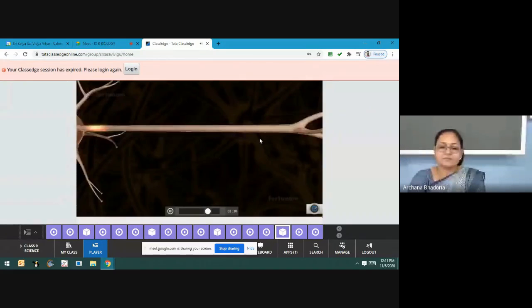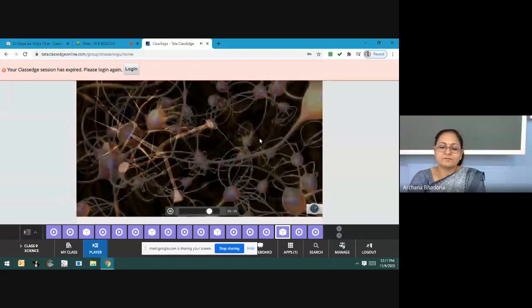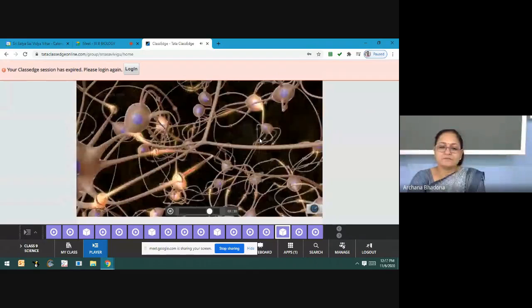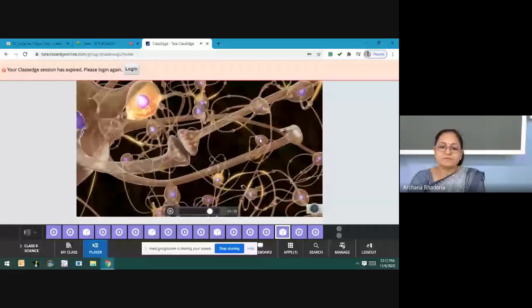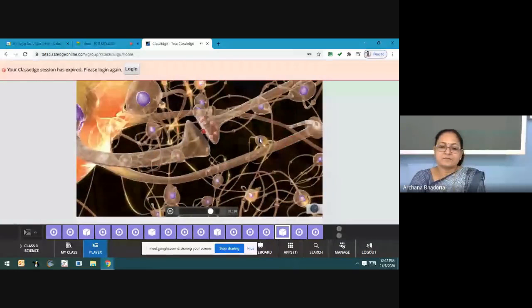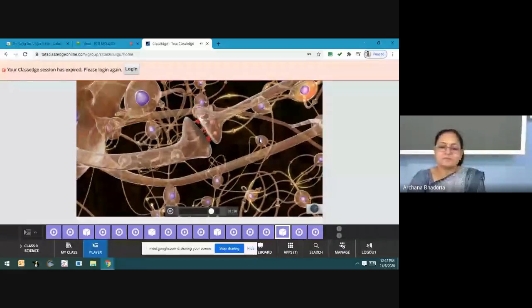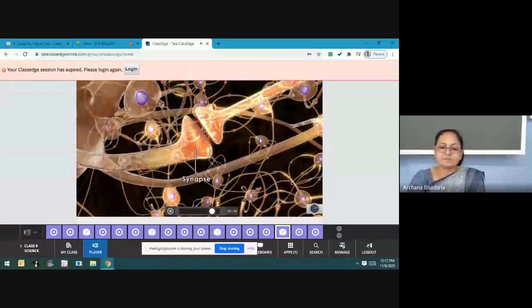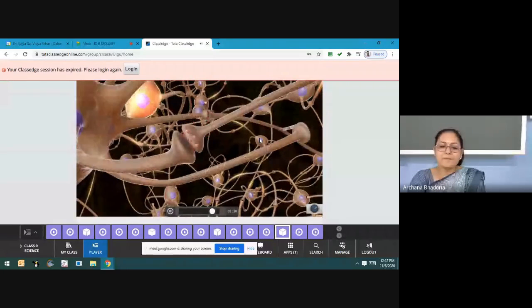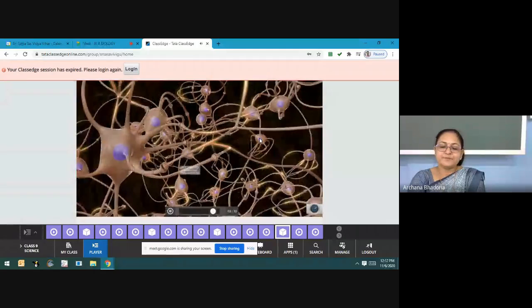Axons end in short branches with swollen tips known as axon terminals or terminal buttons. At the tip of the axon terminals are synaptic vesicles, which help to transmit impulses between axon terminals and dendrites along a tiny gap known as the synapse. Together, axons and dendrites form bundles of nerve fibers commonly referred to as nerves.